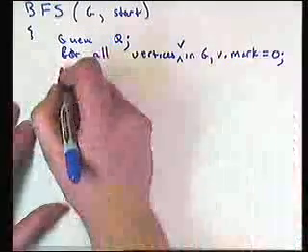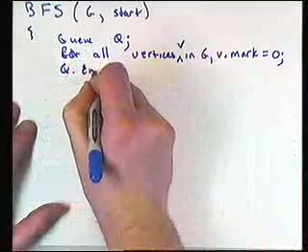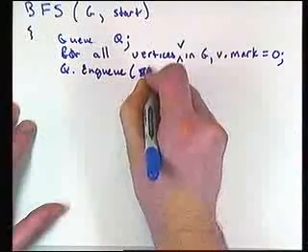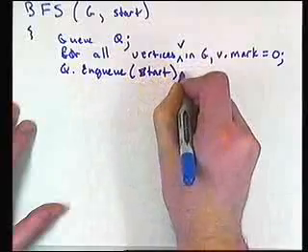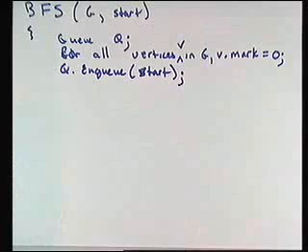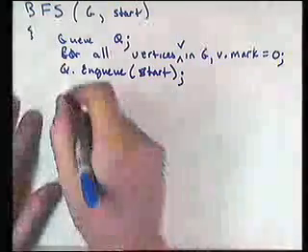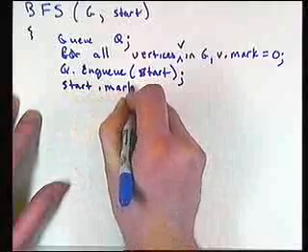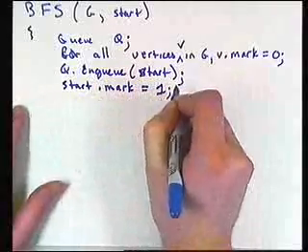And all we're going to say here is we then enqueue the start vertex, which is one of those vertices we just marked as 0. Now that we've done that, this is exactly the equivalent of having put the root element on the queue. The last thing we need to do is say our mark, or our encountered, for start equals 1, equals true.